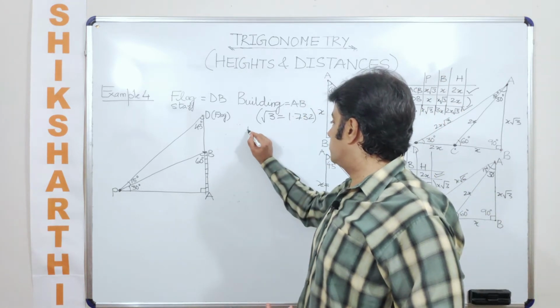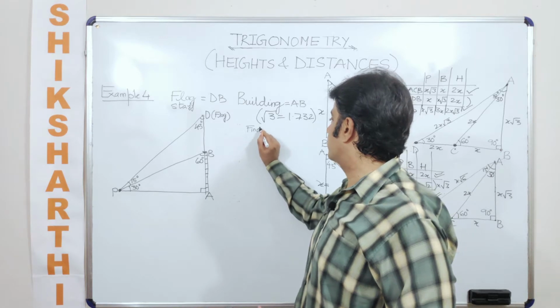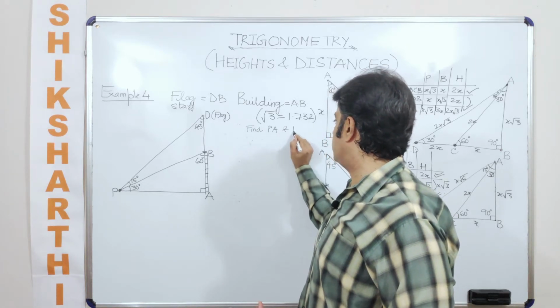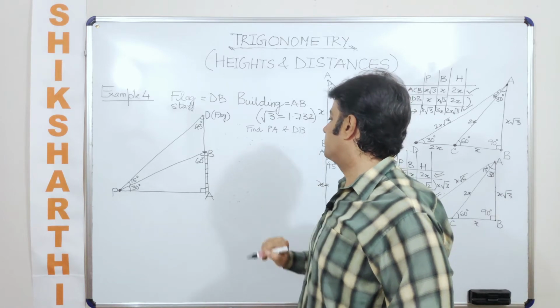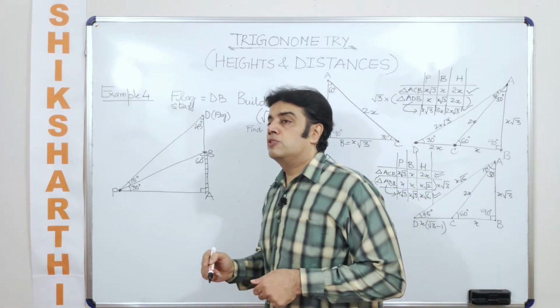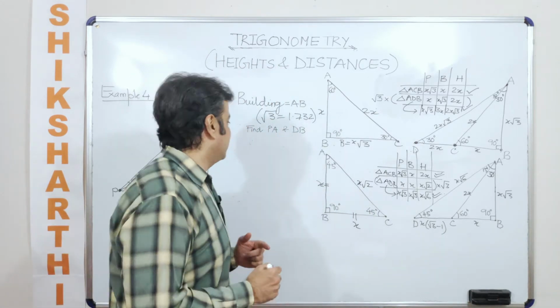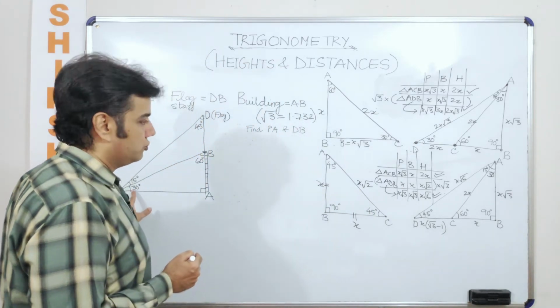So we are supposed to find out PA and find out DB is what they are asking you to find out. Okay, so you will see that the concepts that we had discussed will be used immensely now. So what is the concept that I am supposed to use here?